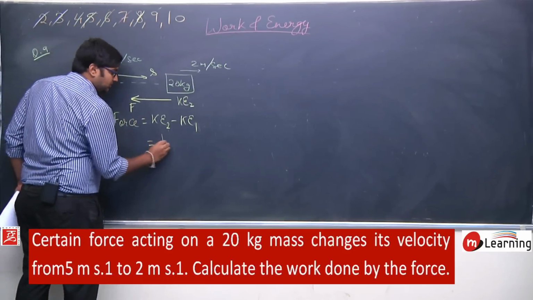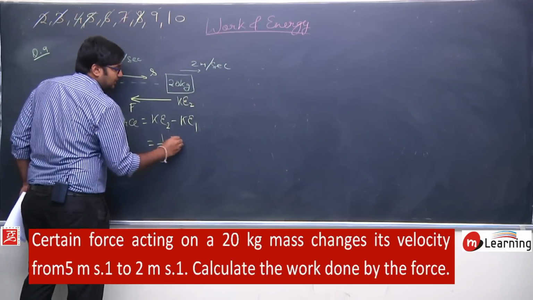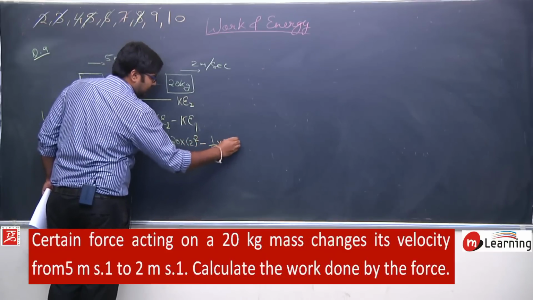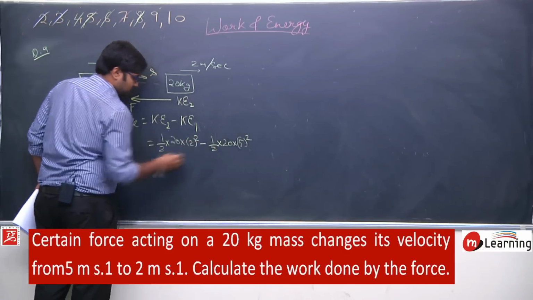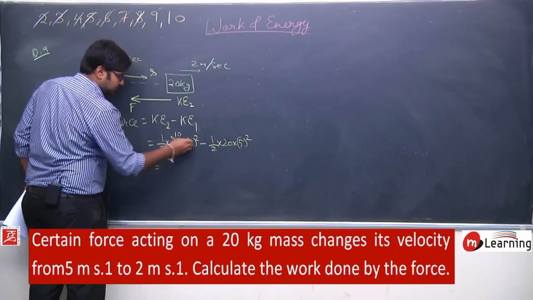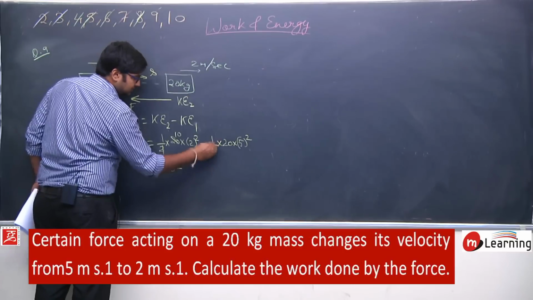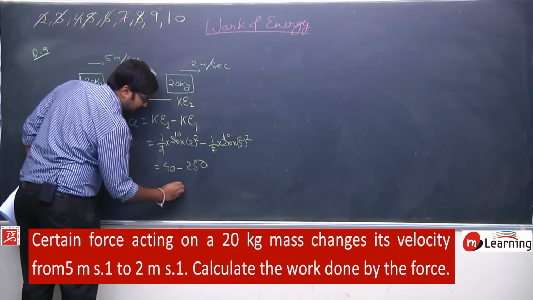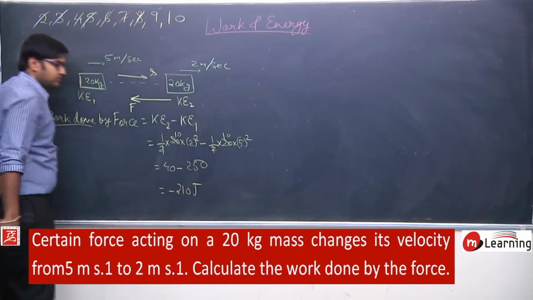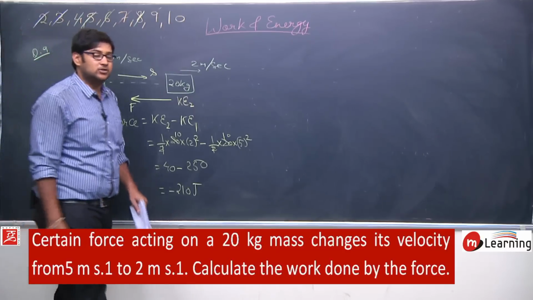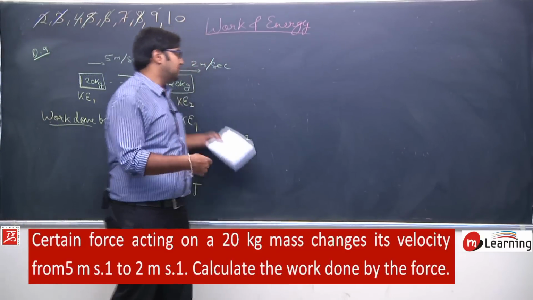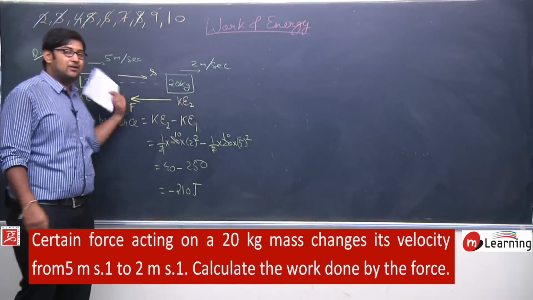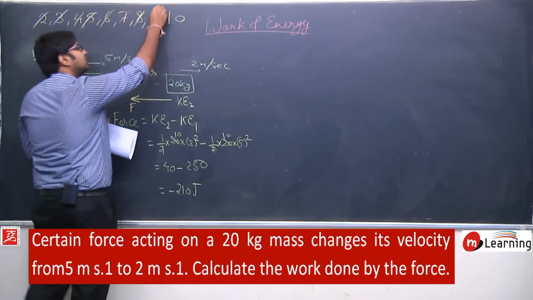So kinetic energy 2 means half into mass, which is 20, into v square, the square of 2, minus half into 20 into the square of 5. So this is 10 into 4, which is 40, minus 10 into 25, which is 250. So this comes out to be minus 210 joules. This is the amount of work done by the force, which is negative because the object is travelling in the forward direction while the force is applied in the reverse, backward direction. Okay, so this was the 9th question.